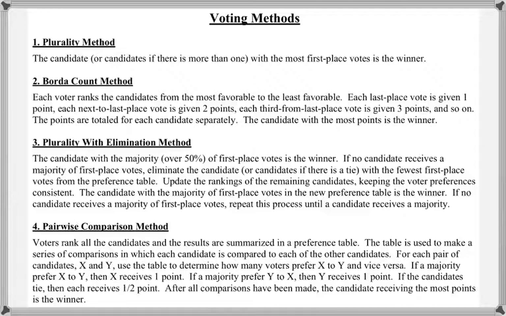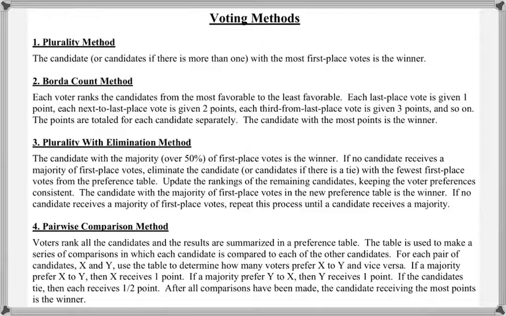The third voting method is the plurality with elimination method. The candidate with the majority, which means over 50%, of first place votes is the winner. If no candidate receives a majority of first place votes, eliminate the candidate, or candidates if there is a tie, with the fewest first place votes from the preference table.